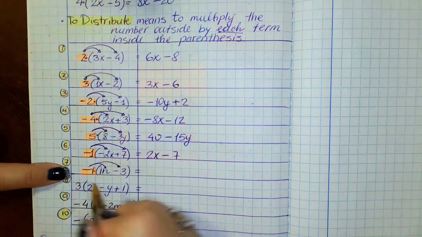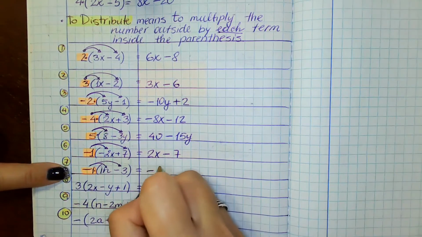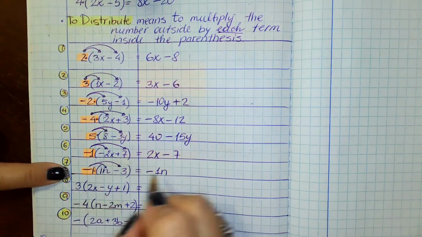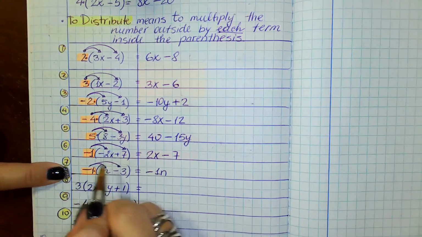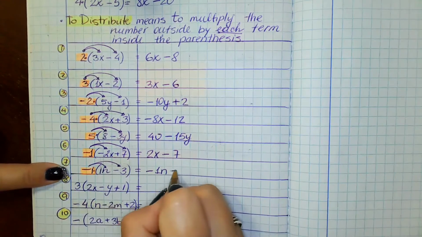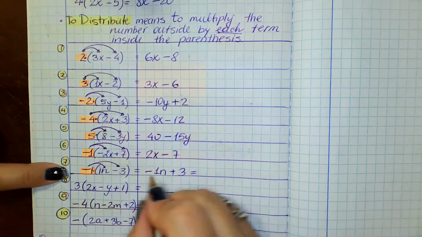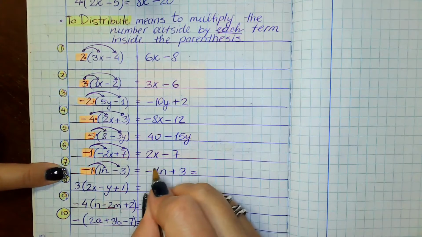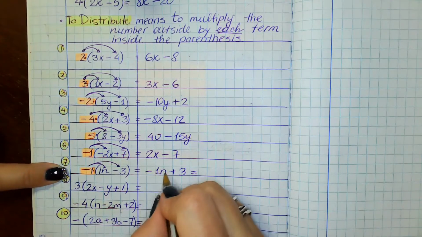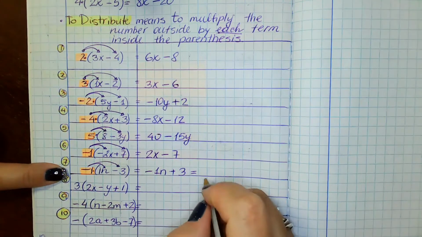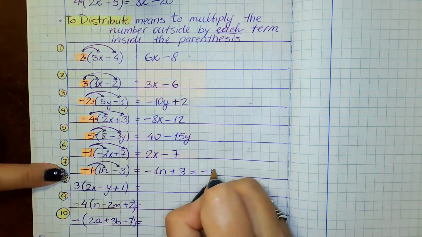Negative times positive is negative 1n. Negative times negative: negative 1 times negative 3 is positive 3. And you'll see this expression with the negative 1 hidden again as a final answer. If it was a multiple choice or some printed answers for you, you would always see it as negative n plus 3.